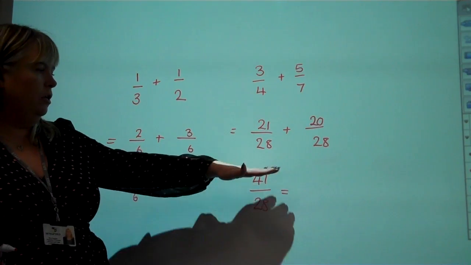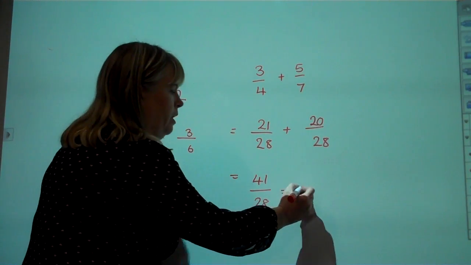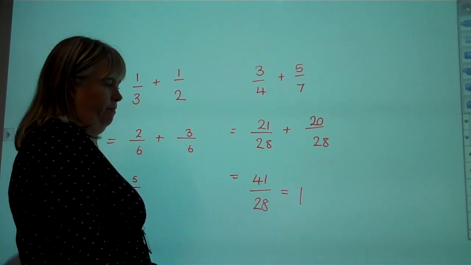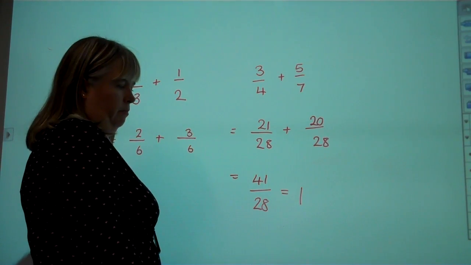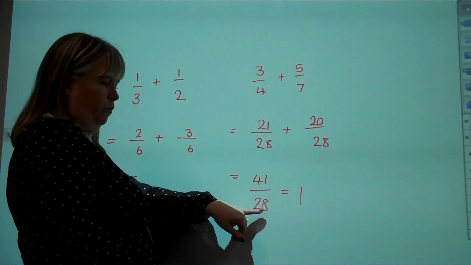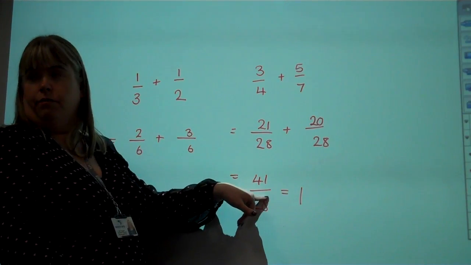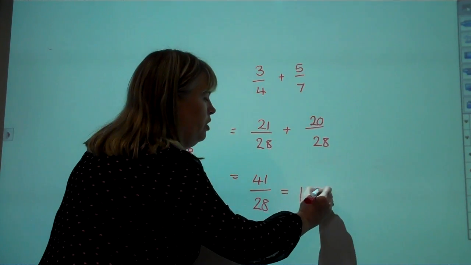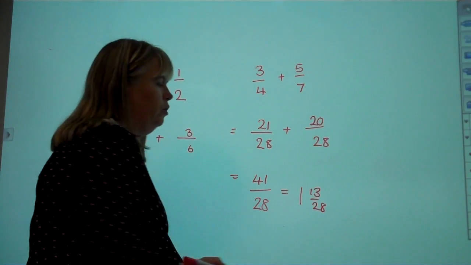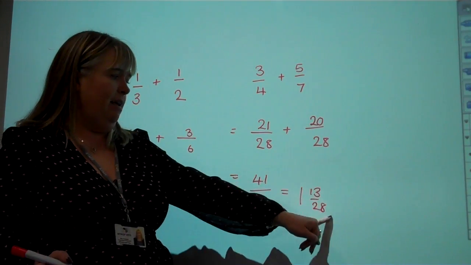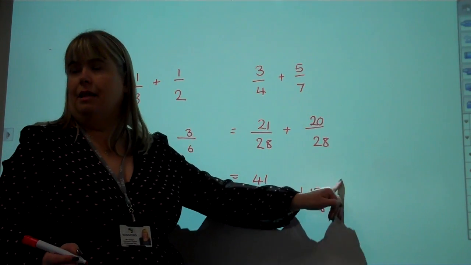How many 28s go into 41? 1. How many's left over? 13. From 28 to 30 is 2. From 30 to 41 is 11. So 13 out of 28. And then just check if you can cancel that down. You can't cancel that one down.